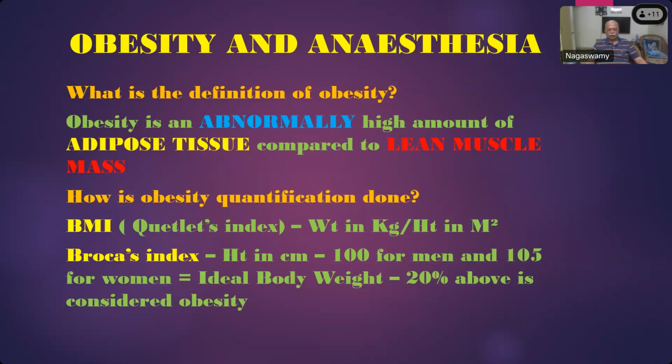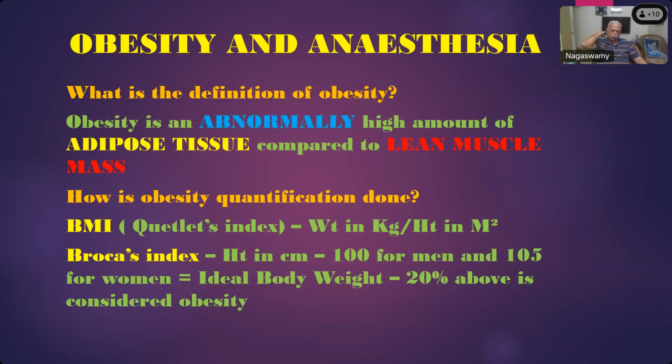From that, if you subtract 100 for male, it should be 60 kg. For a woman, it should be 55 kg. So a woman having a height of 5 feet 4 inches, ideal weight is 55 kg. And then if she is 20% more, that is more than 1/5, that means if she is above 60 kg, she can also be considered as obese. Okay, this is another way of quantifying it.